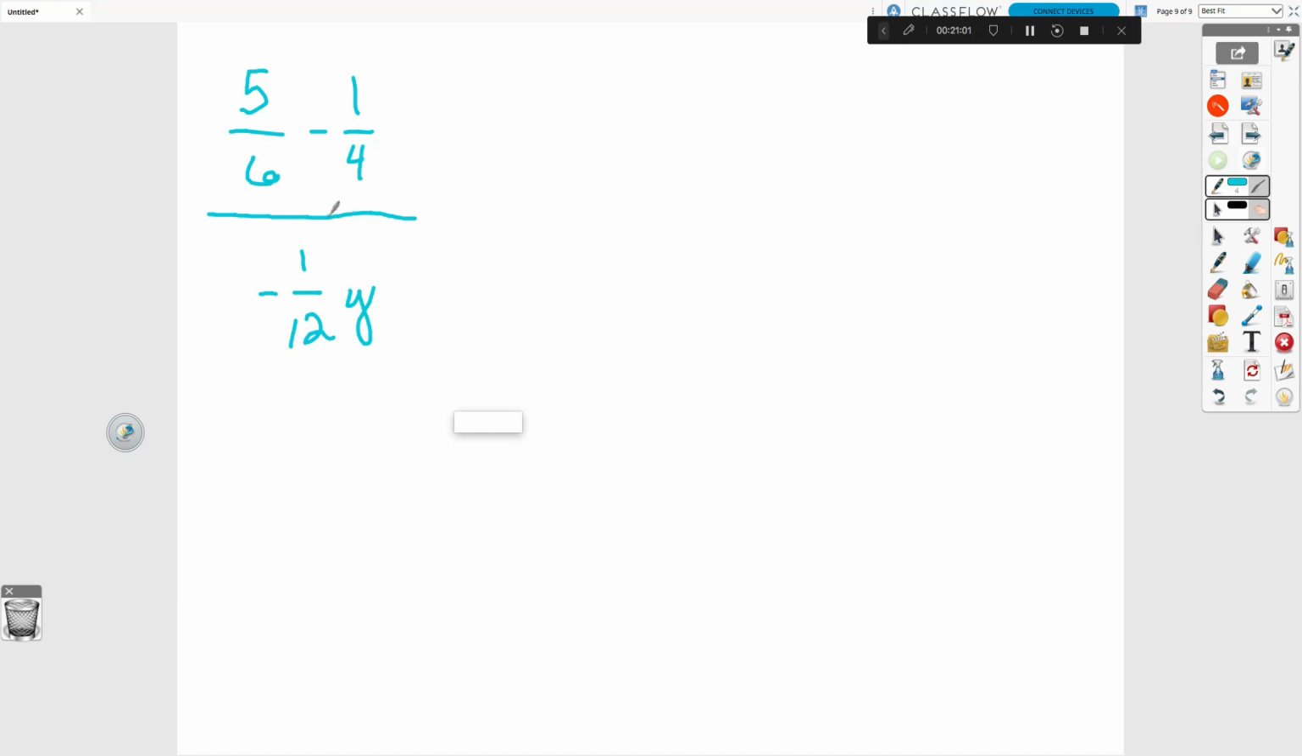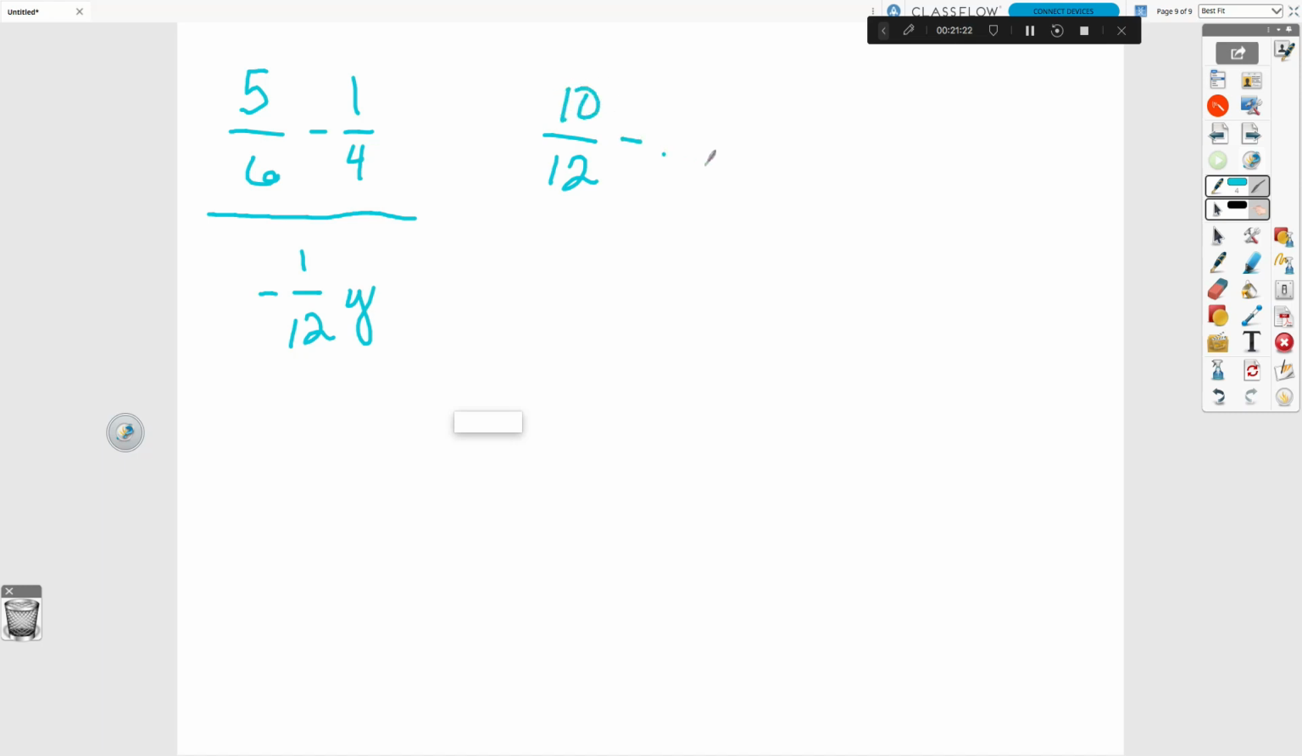In order to subtract them, I need what, Laura? So I have 6 and 4. What kind of common denominator can I use? 12. I love 12. Let's use 12. So I'm going to rewrite this using a 12. In order to do that, I take my first fraction times what? 2.